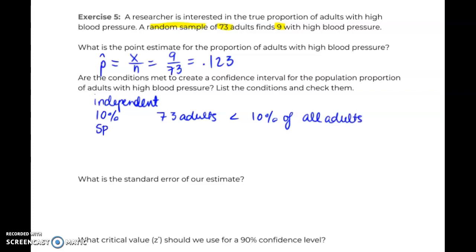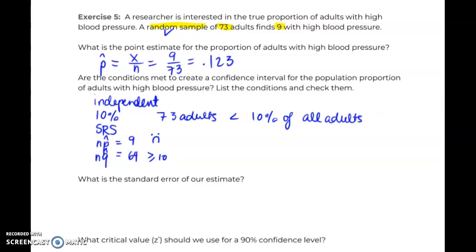The next thing is we have a simple random sample. Yes, that's given right here in the question. And the last one would be our n times p hat and our n times q hat need to be at least 10. So over here, when we're doing n times p hat, that's actually our number of successes, which is 9, and our number of failures, that's the other 64 people. And unfortunately, that's not quite given over here, so we're going to put a sad face, but we are pretty close to 10, so we are going to continue on with the question and proceed with caution.